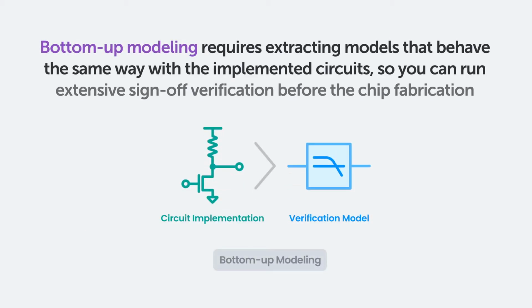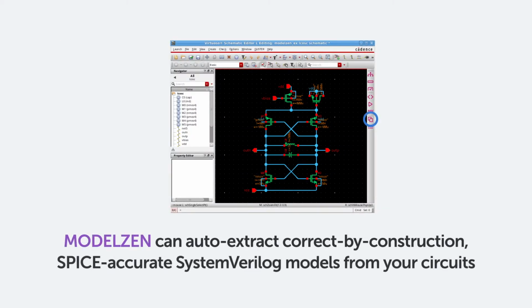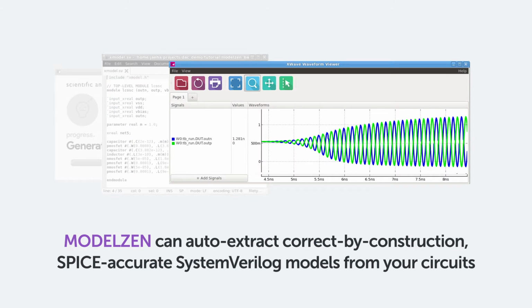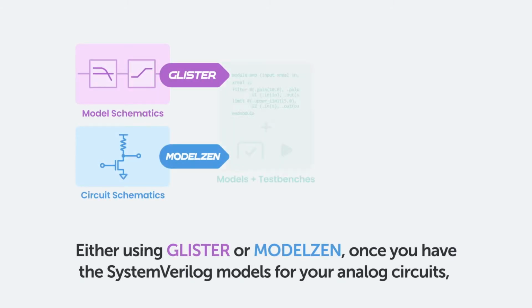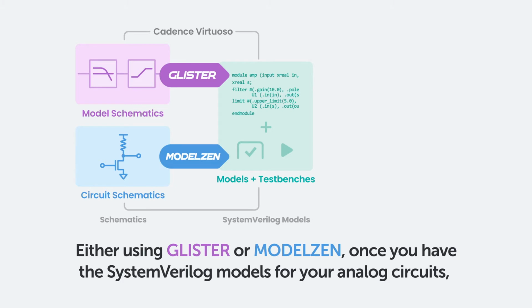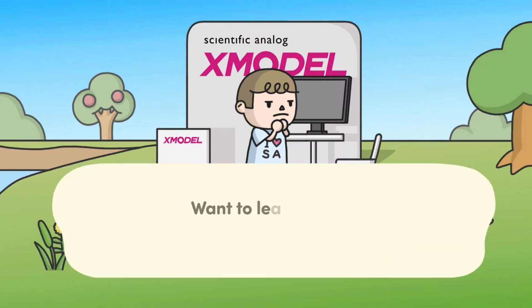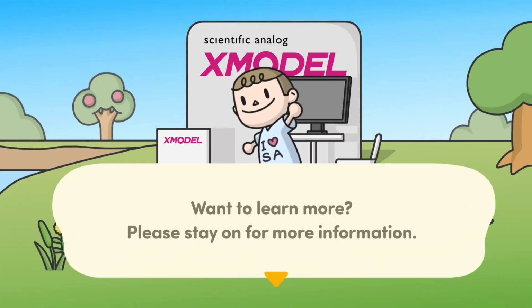On the other hand, bottom-up modeling requires extracting models that behave the same way with the implemented circuits, so you can run extensive sign-off verification before the chip fabrication. MODELZEN can auto-extract correct-by-construction, SPICE-accurate SystemVerilog models from your circuits. Either using GLISTER or MODELZEN, once you have the SystemVerilog models for your analog circuits, you can combine them with the digital models and run efficient verification all in SystemVerilog. Want to learn more? Please stay on for more information.